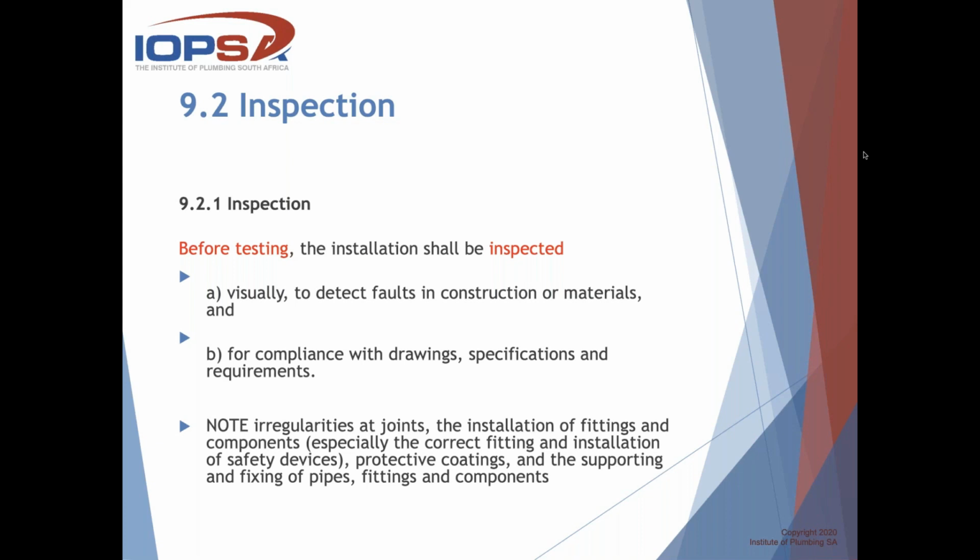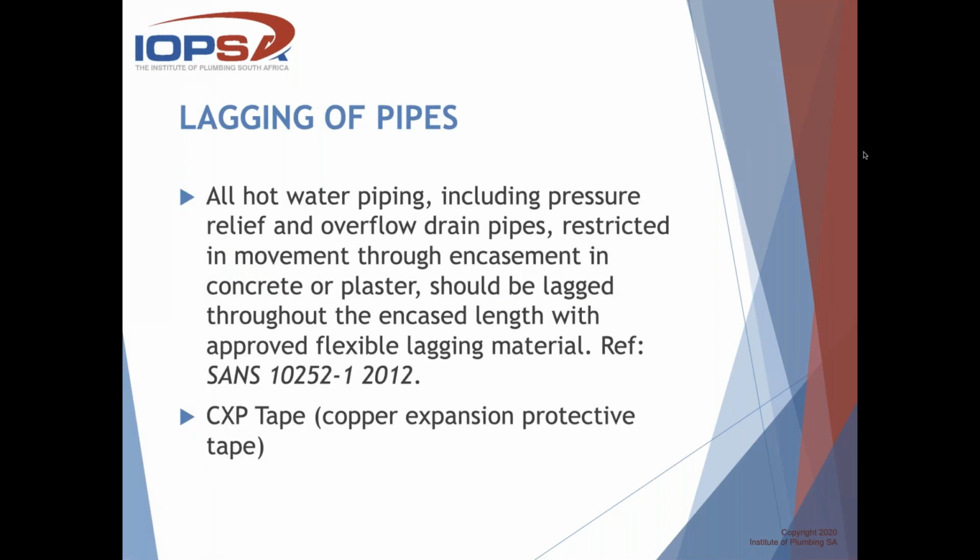And here's another important part, is the lagging of pipes. All hot water piping, and this is in the standard, including pressure relief and overflow drain pipes restricted in movement through encasement in concrete or plaster, should be lagged throughout the encased length with approved flexible lagging material, and they give a reference to it. So what is this? This is typically the CXP tape, copper expansion protective tape. It's a paper, and you wrap that around your pipe. But now it says all hot water piping. Why doesn't it say cold water piping?